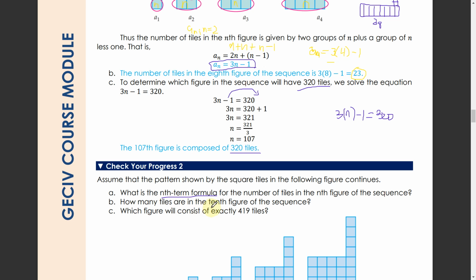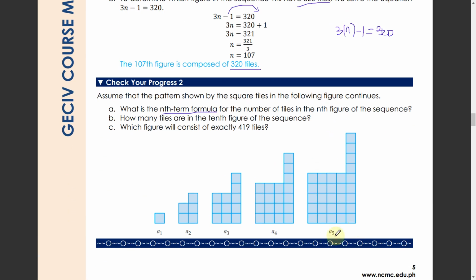Letter B kay how many tiles are there in the 10th figure of the sequence, no? Sa ika-10 daw ani niya figure, pila ka book tiles ang iyang involved. Then, which figure consists exactly of 419 tiles, no? So, ikapila daw siya nga figure. So, akong hint ani, mong lantawon no nga magdepende man siya sa imong n. So, n na nimo dari kay 2.